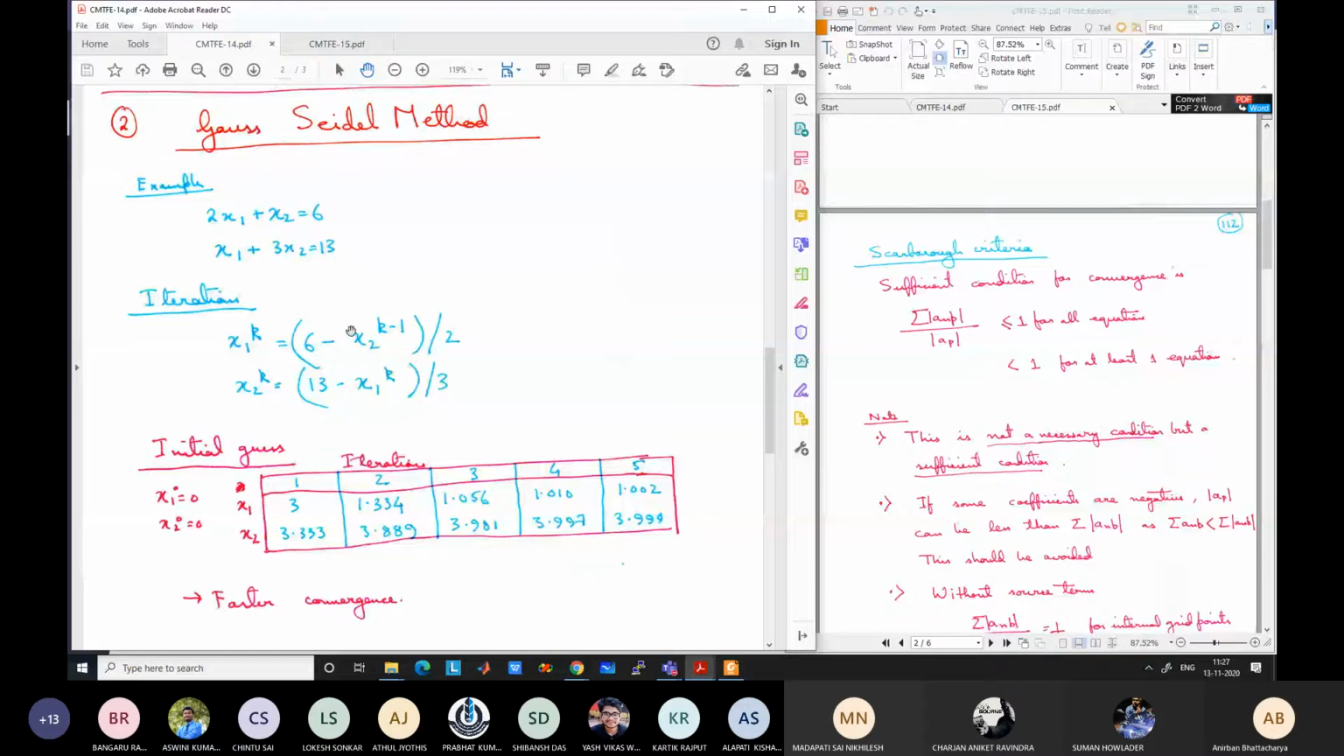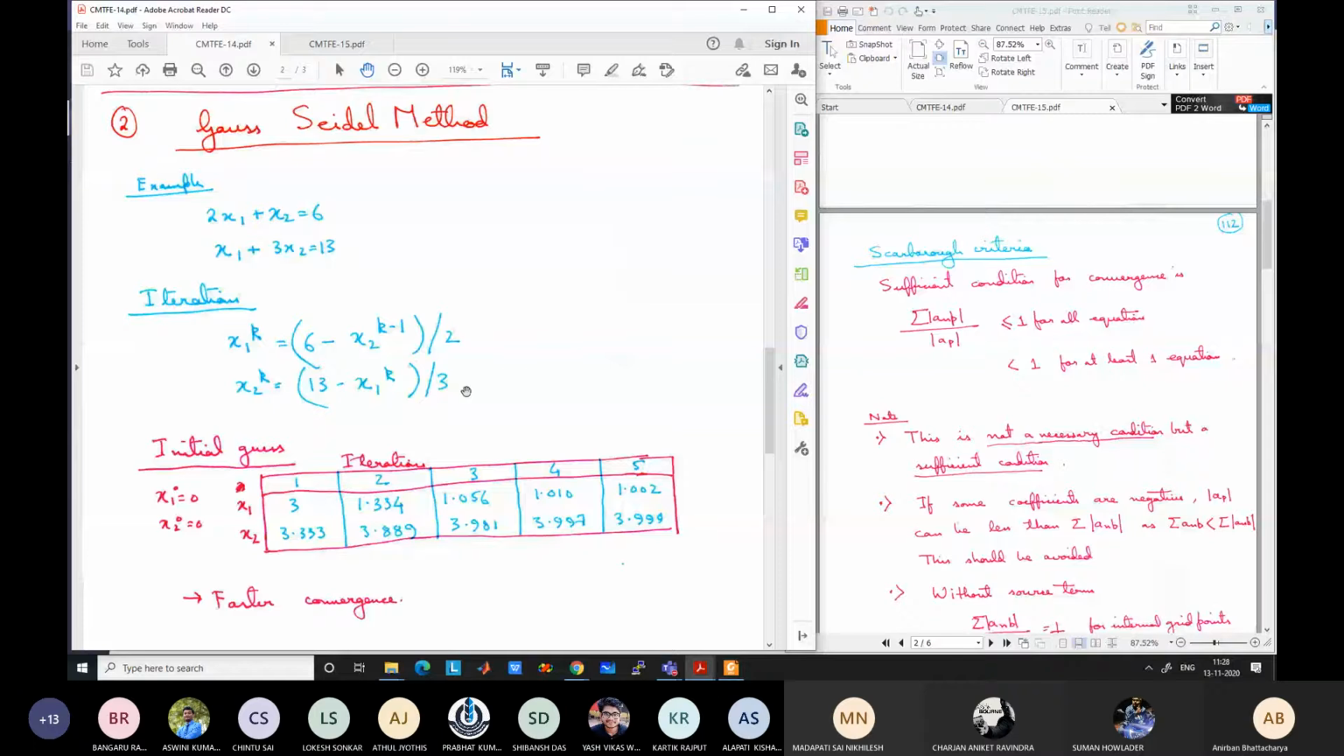Or you can take a look at this form also. In this case, if you just take 2x1 is equal to 6 minus x2, AP will be 2 and summation of A NB will be 1. And in this case, because we will take 3x2 on this side and minus x1 on the other side, AP will be 3 and the summation of absolute value of A NB will be 1. So both these iterative equations will satisfy this Scarborough criteria, and solution is guaranteed in that case.